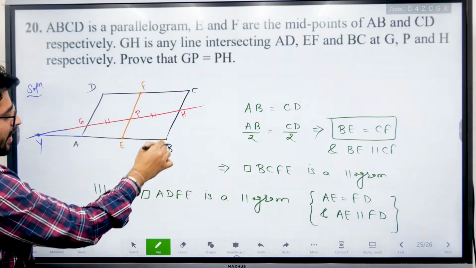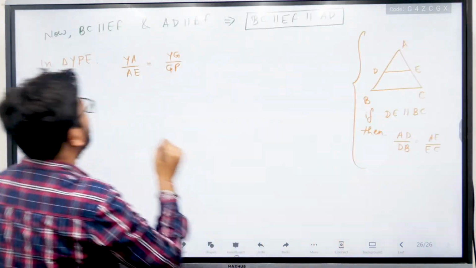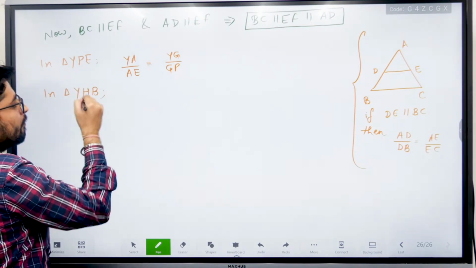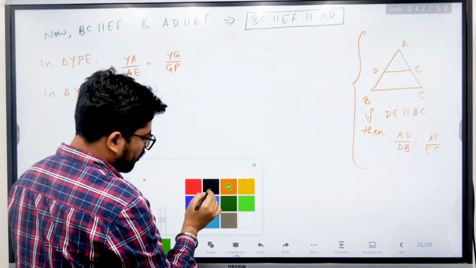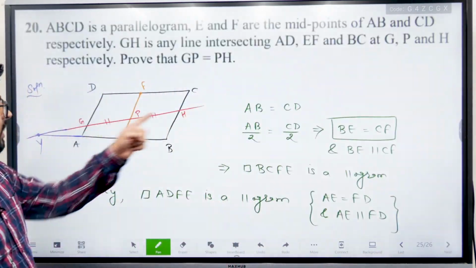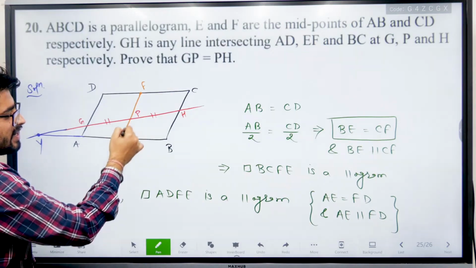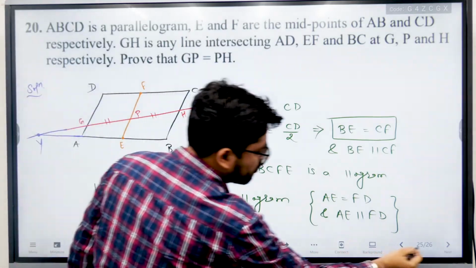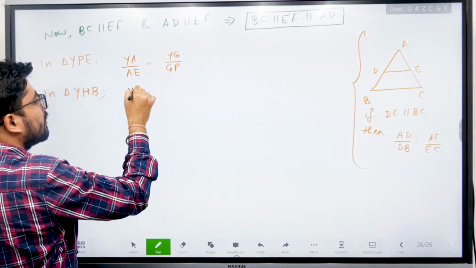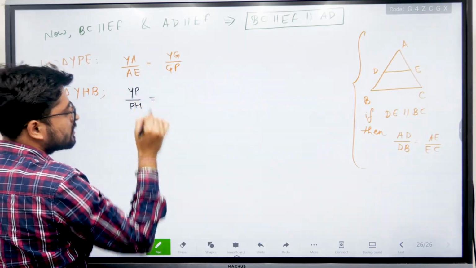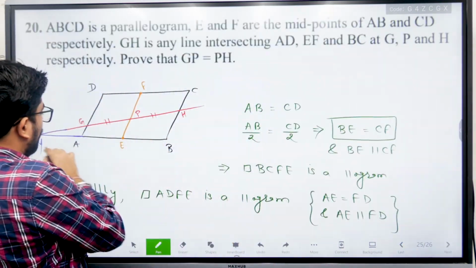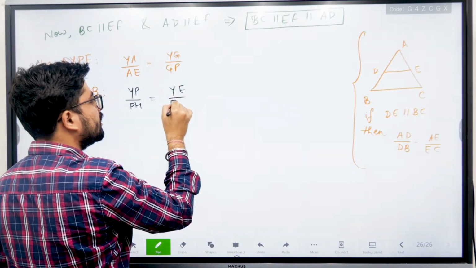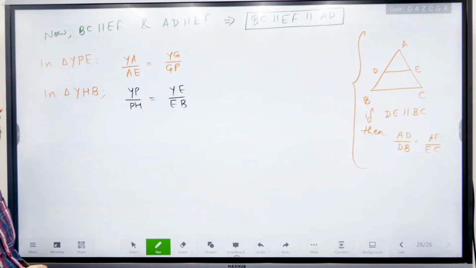Similarly, in triangle YHB, PE is parallel to BH. So it means YP upon PH is equal to YE upon EB. YE upon EB. Got it?